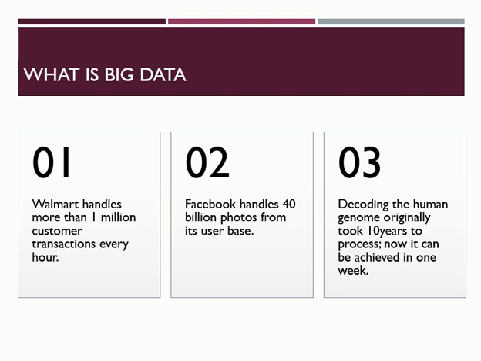On number 3, what is big data? Decoding the human genome originally took 10 years to process. Now it can be achieved in 1 week. Basically you have DNA in your body, and when we work with different big data techniques, we have to decode it to analyze the human DNA. But now you can analyze that DNA in only 1 week. That is also because of big data tools and techniques.